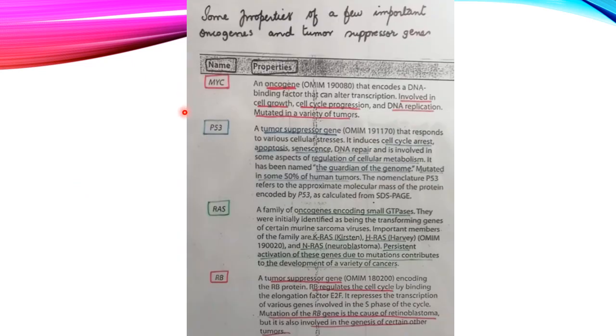Here are some oncogenes and tumor suppressor genes enlisted, and we have already studied their functions and their association with different types of cancers. So MYC is a type of oncogene which is seen mutated in many types of tumors or cancers. It mainly affects cellular growth, then progression of cell cycle and replication of DNA.